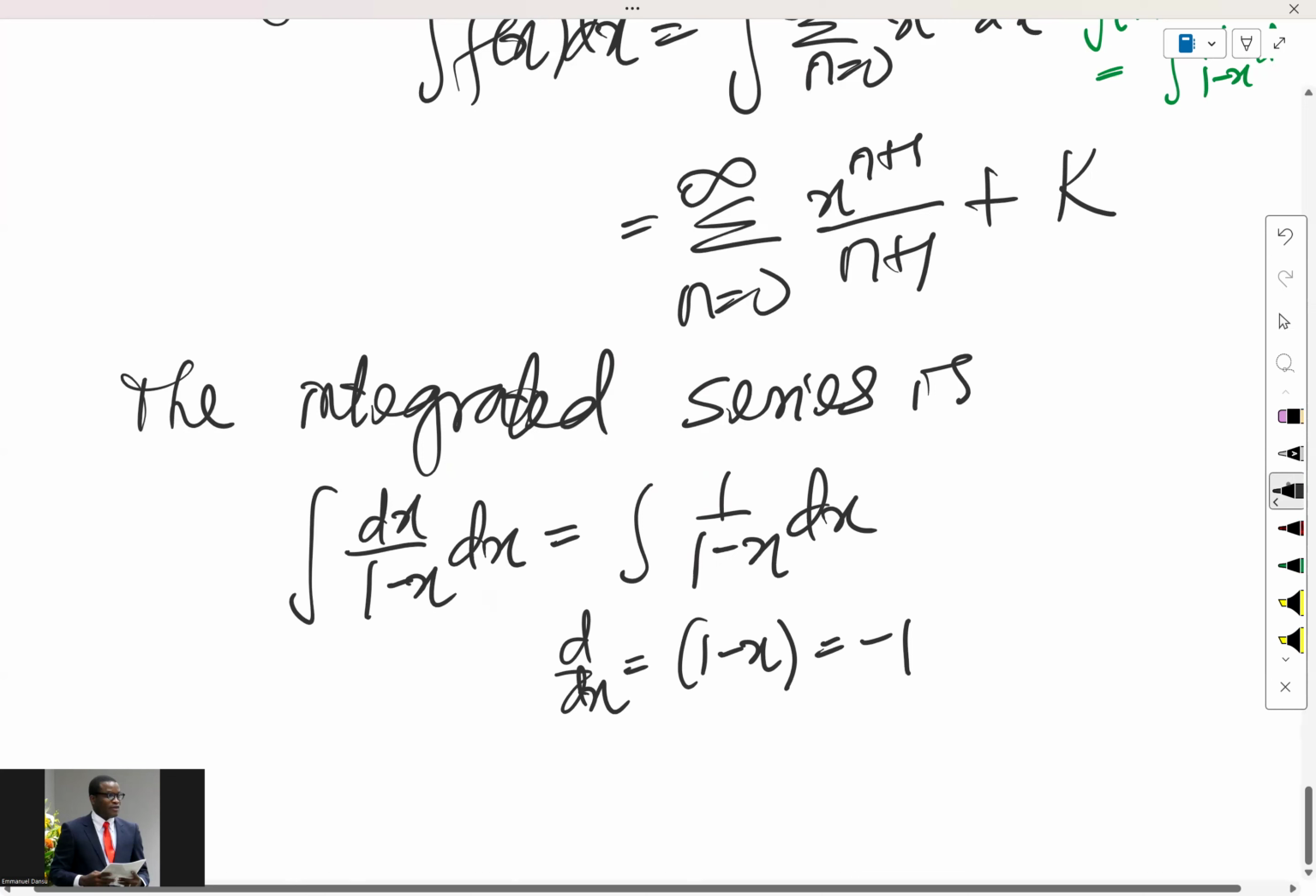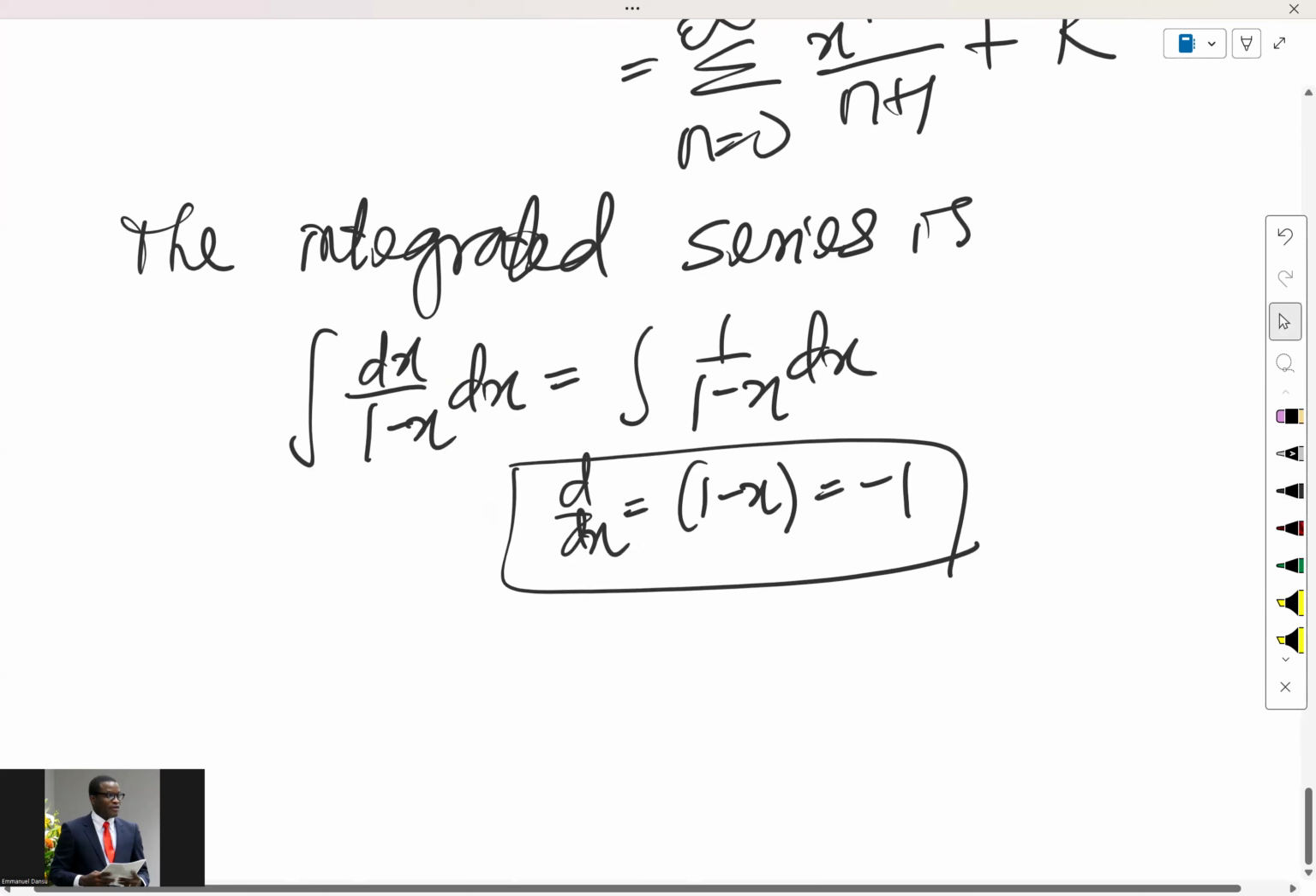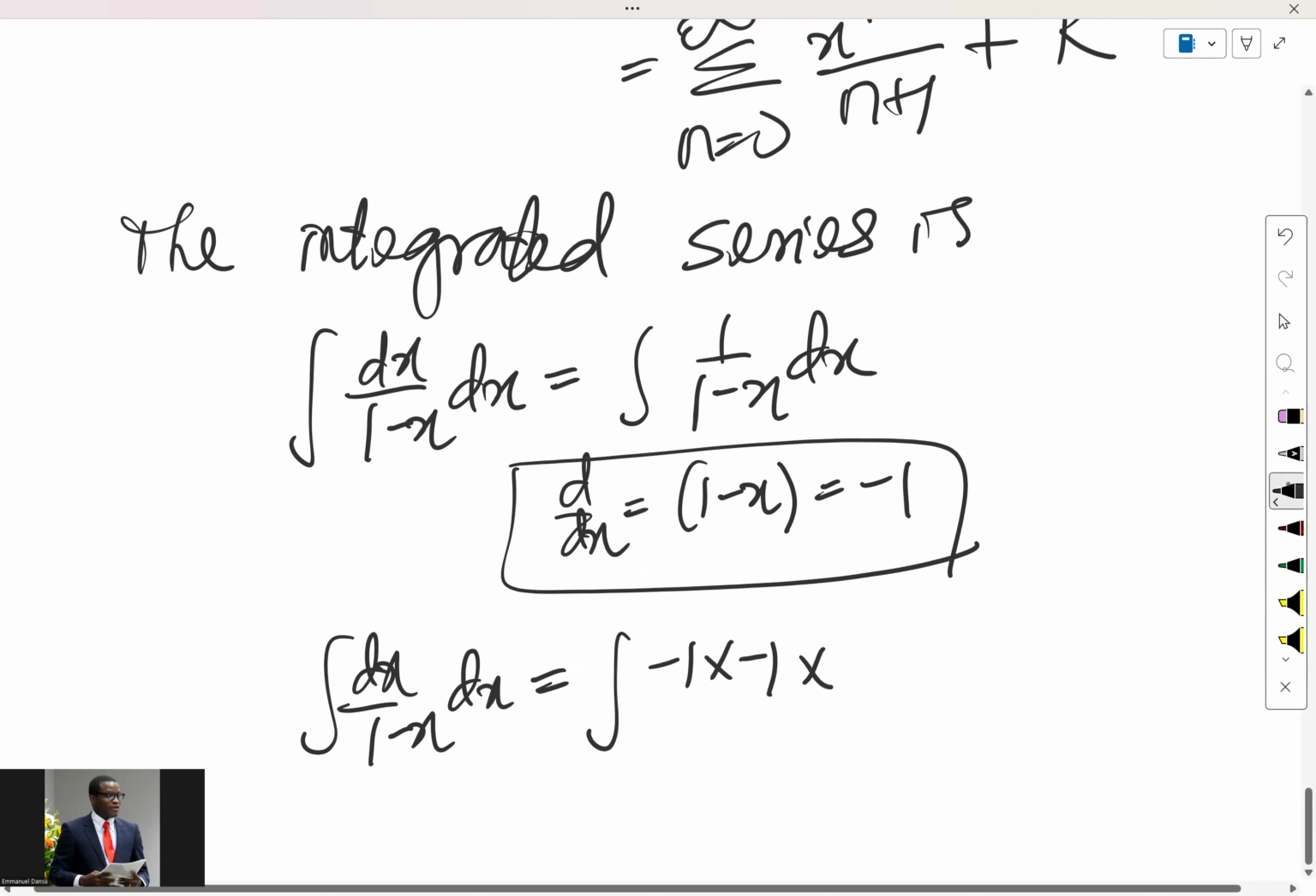So 1 is not the same thing as minus 1, but we can take care of that. If we want to integrate the integral of dx over 1 minus x, that is equal to, now you can multiply the top by 1, so you have the integral of minus 1 times minus 1 times the one that was there before, all over 1 minus x dx.